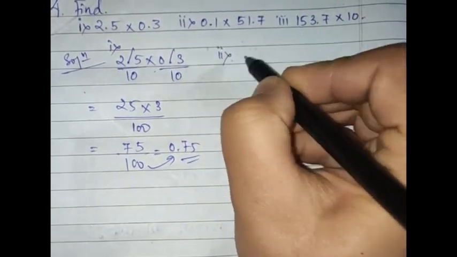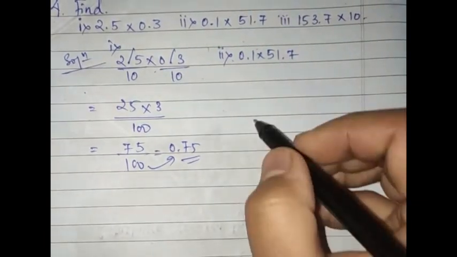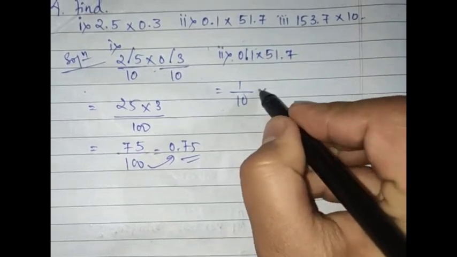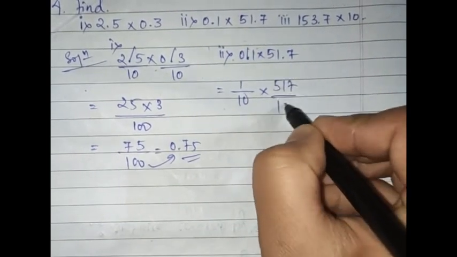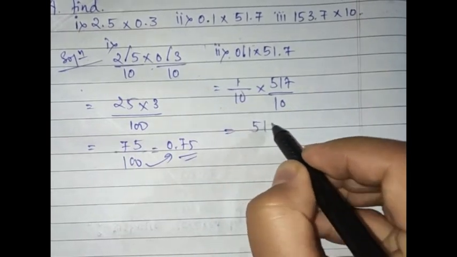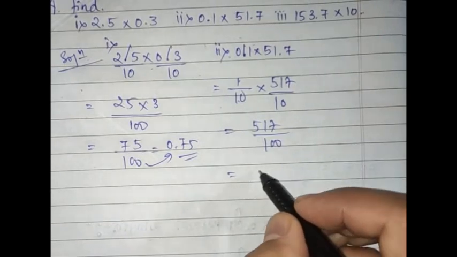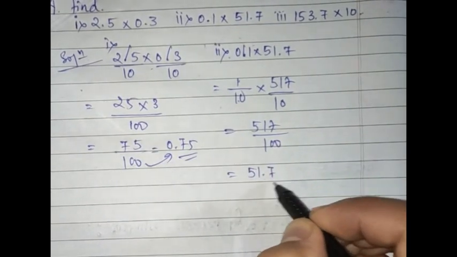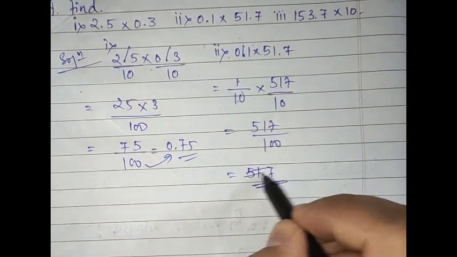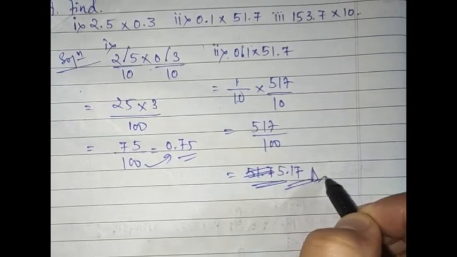Let us proceed to number 2. 0.1 into 51.7. When you remove the decimals, 1 by 10 here, and here it will become 517 by 10. So 517 into 1 is 517 by 10 times 10 is 100. When you divide this, you are going to get 51.7. Oh, sorry, I thought it was 1000. So it is 5.17. I hope you are clear.